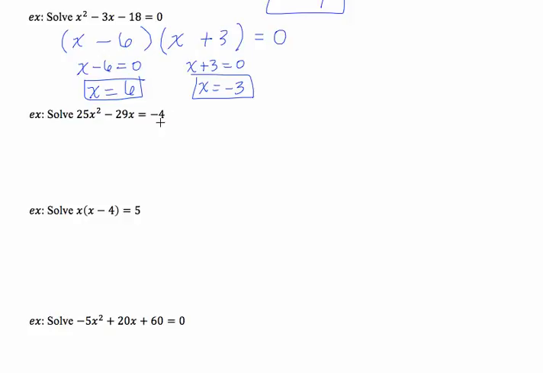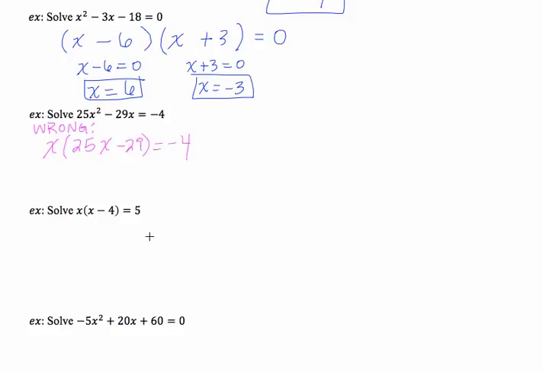Okay, so here's what you don't do. This is one of the most common mistakes. This would be the wrong way to do it: to only factor the left side. And a lot of people will try this. They'll say, well, both of these have an x, so I can take an x out. And then they're left with 25x minus 29 equals negative 4.